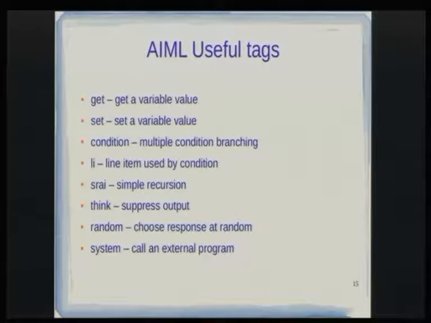So there are some other useful tags in this. Get, so you can retrieve the value of a variable. Set, so you can set something. Then there's a condition tag that's used for branching. There's li, which is a line item, and it's used by the condition. So you can have a condition, and then different line items, and then you end the condition. It also has recursion, SRAI. This is like the workhorse of AIML. That one's a really important one.